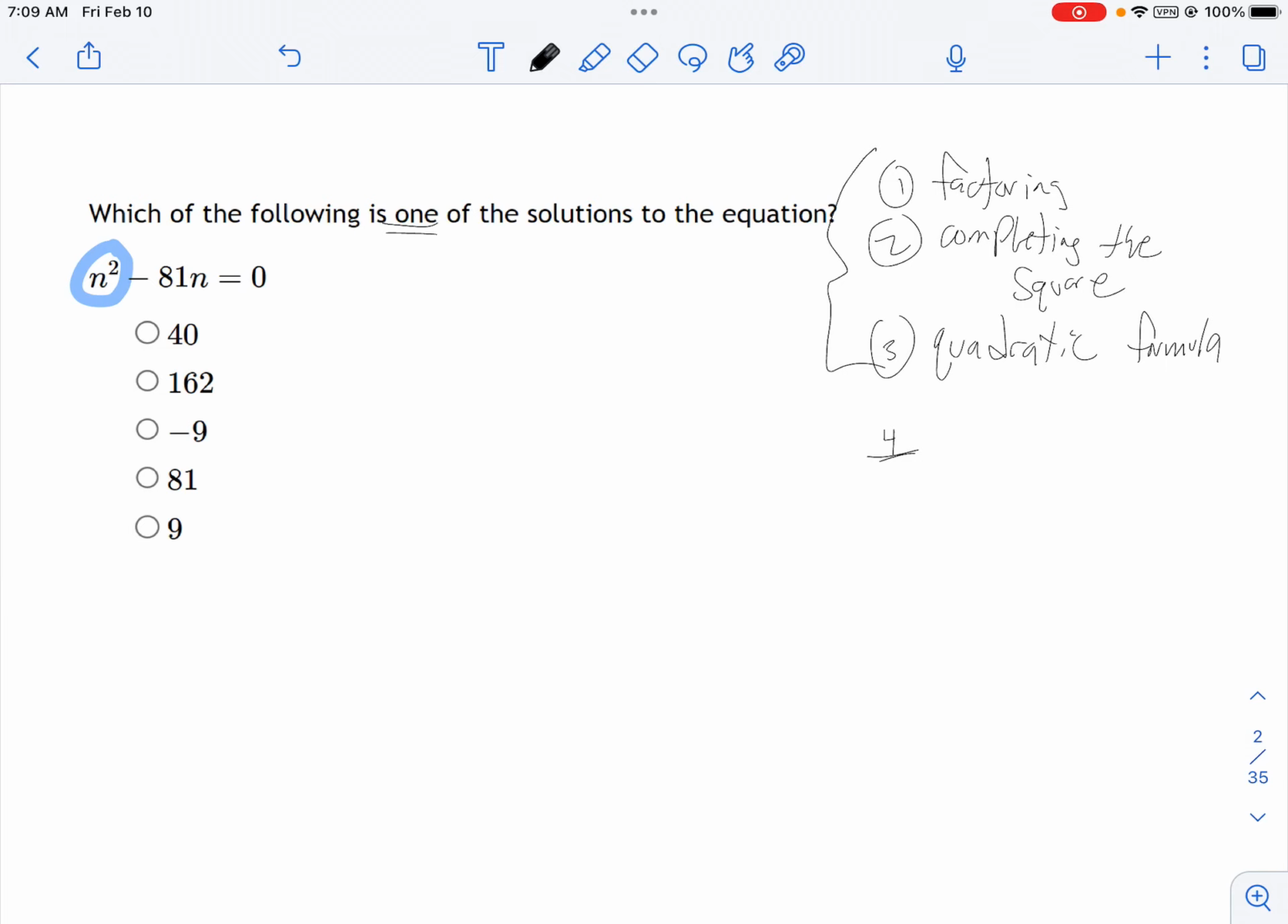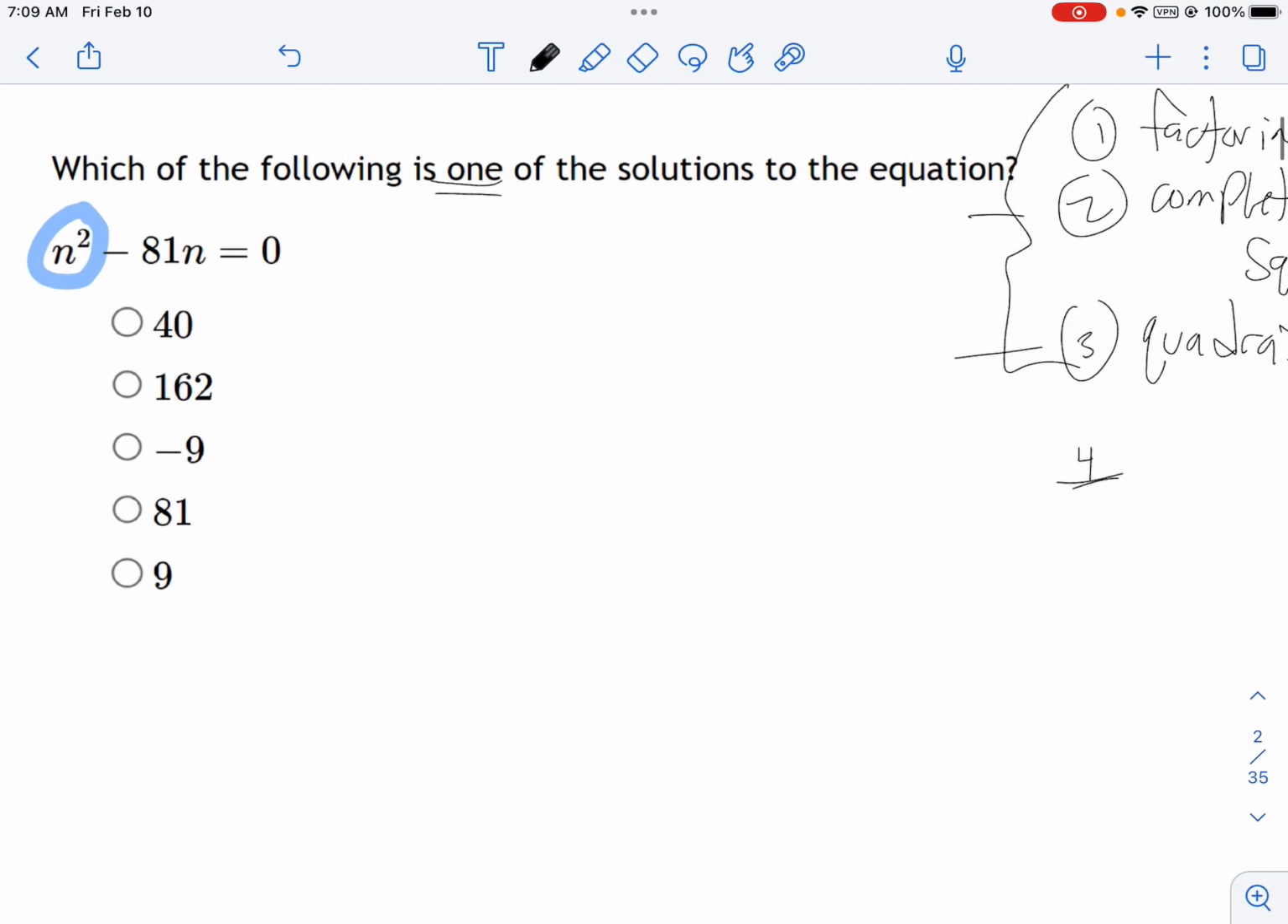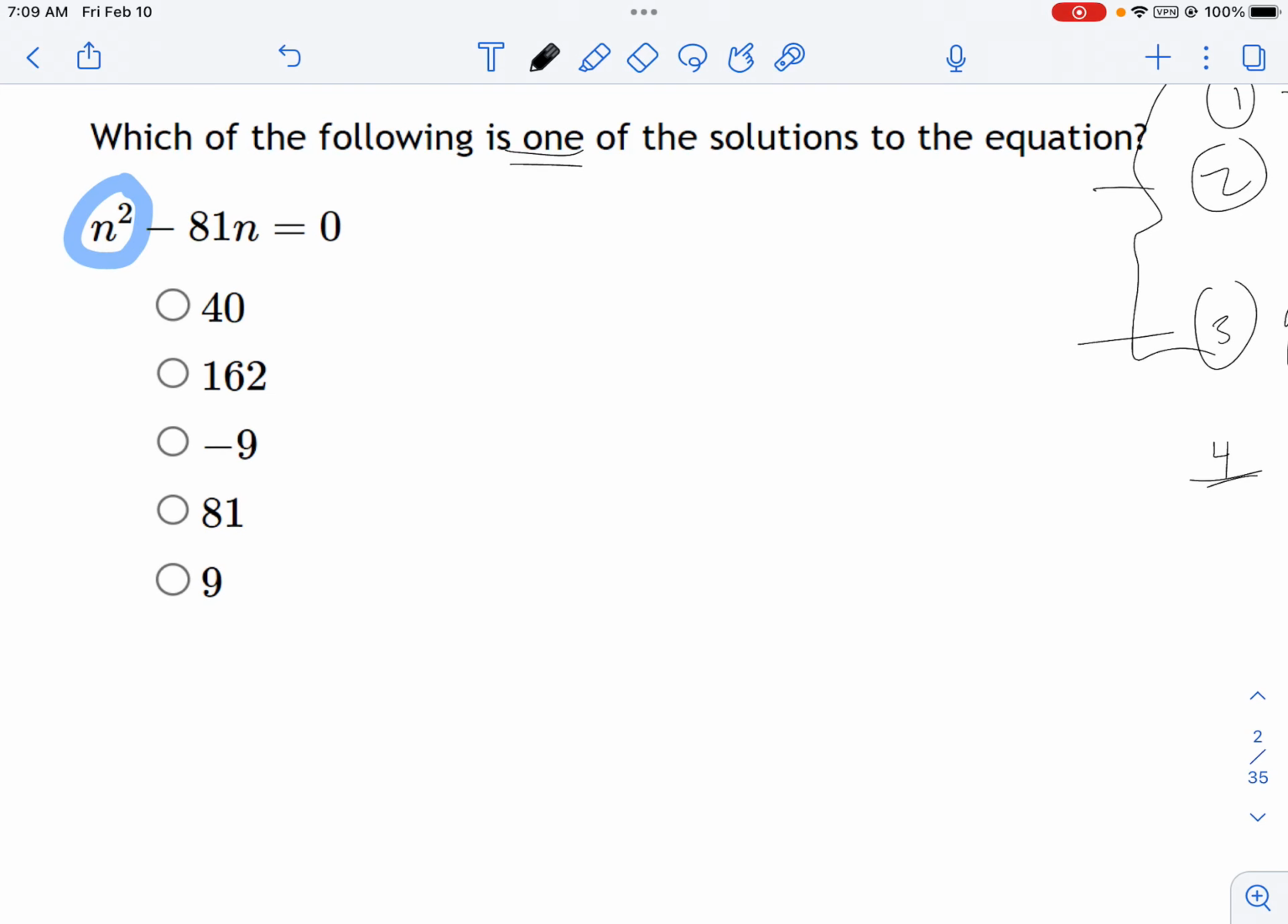Now, between you and me, I find factoring to be the fastest for quadratics, so I'm going to use that one, but just know there are two other methods you could use. Alrighty, so for factoring, the first step to any factoring problem is going to be GCF, right? Always check for GCF before you go any further in the problem. And right now we only have two terms. We have an n squared and a negative 81n. What do they have in common? Anything?